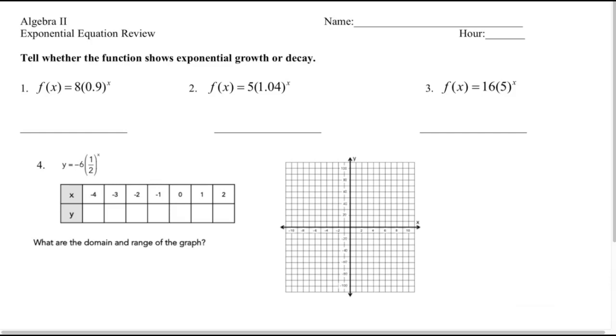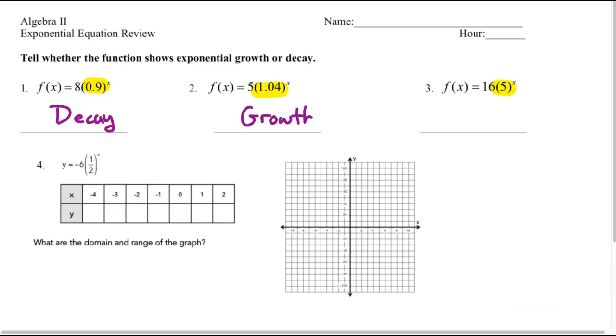Exponential. First one, we have to tell whether it's exponential growth or decay. So if you look at the base of the exponent, and that number is between 0 and 1, then it's going to be decay. So the first one's decay, this second one's growth, and this next one here is also growth. Alright, so that one's going to be a decay. This one is a growth.